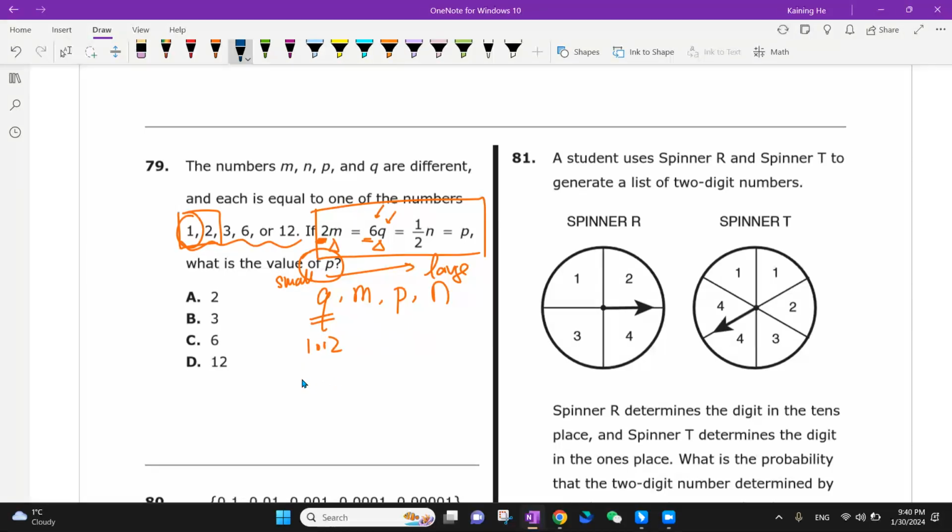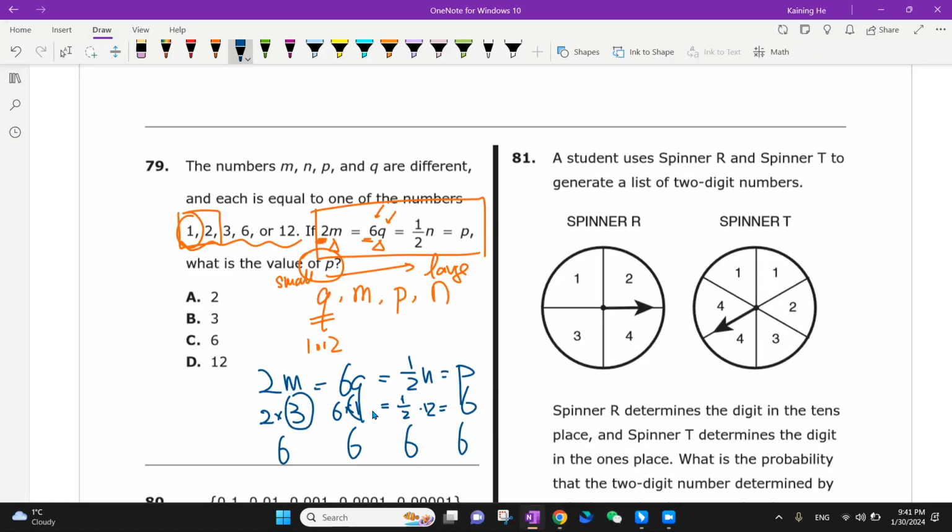If Q is going to be 1, so 6Q is going to be 6. And then what is 2M going to be? Well, that means this is 6 times 1, if I plug it in correctly. So 6 times 1 is 6. And then my 2 times something is going to be equal to 6. So M is going to be 3. And then 1/2 of N is going to be 6, so N is going to be 12. And then P is going to be 6. So I need to use the numbers 3, 1, 12, 6. Did I use everything? 3, 1, 12, 6. Oh, great! I actually did. So based on that, my P is a 6.